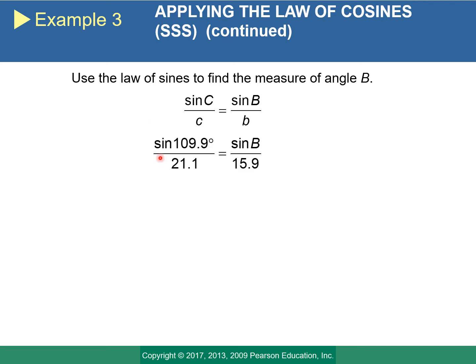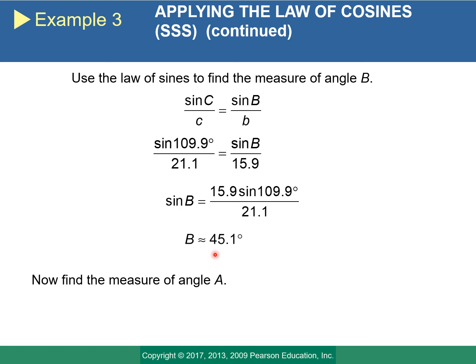So we fill in all of our values that we know, and then we're going to solve for sine B. So times both sides of this proportion by 15.9, and then this is going to help us find B. So take sine inverse of this quantity, and you get that B is 45.1 degrees. And then your last angle, once you know two of them, the last one's easy because you just subtract the two you know from 180. So 180 minus 45.1 minus 109.9 gives us that our last angle A is 25 degrees.